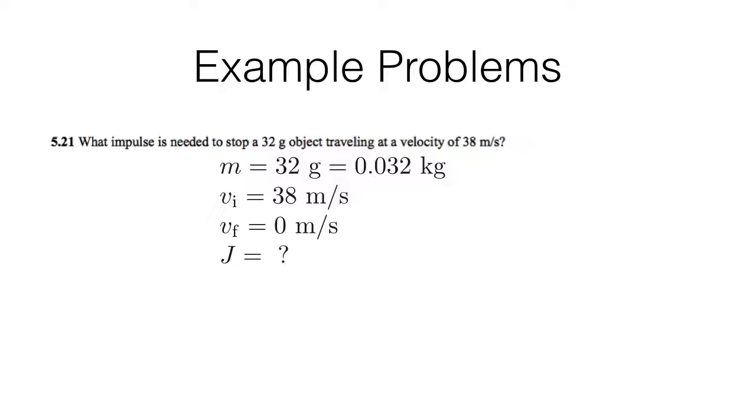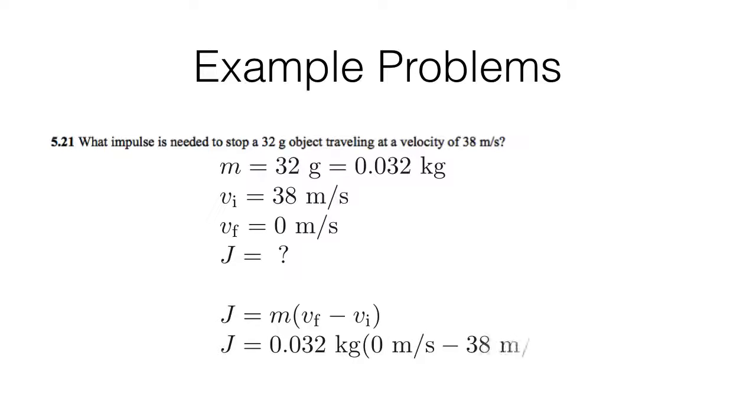So looking at the given information and what I'm trying to find, I see that a good equation to start with is impulse is mass times the change in velocity, final velocity minus initial velocity. And it's already set up. I don't have to rearrange or anything. Just substitute the values, and this is what the substitution looks like, and the result when calculated is negative 1.2 newton seconds.